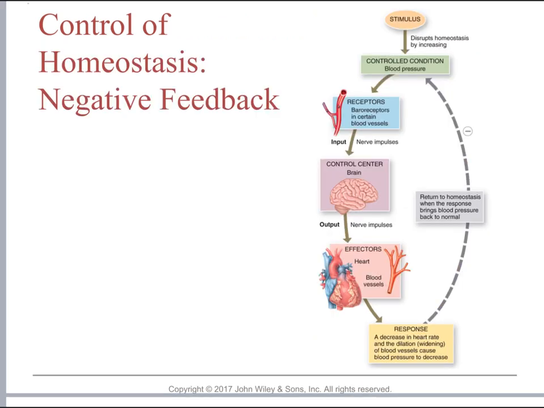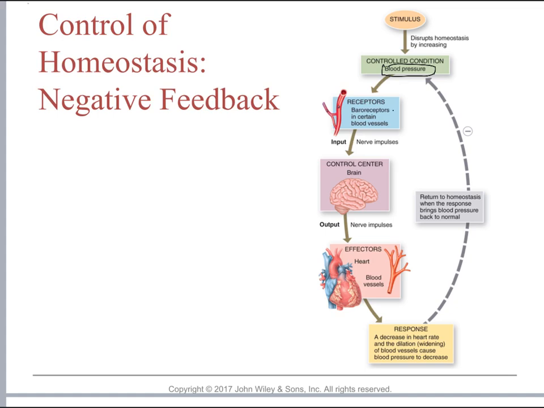Let's look at a physical example of a negative feedback loop. So the stimulus, a disruption in homeostasis by increasing blood pressure. Remember, typical normal blood pressure for a healthy individual is about 120 over 70 or 80. So let's assume we went up to 160 over 90. So we elevate the blood pressure.